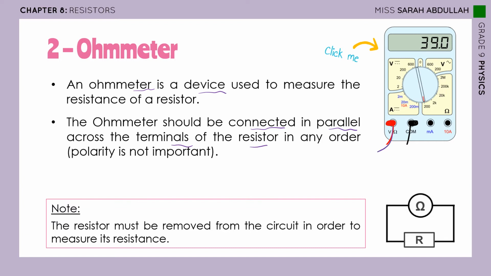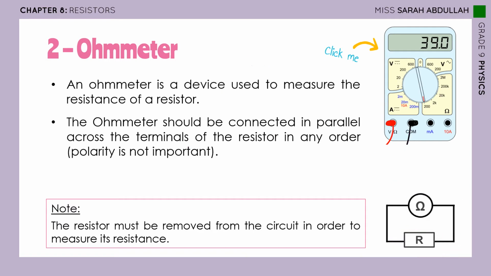I know that it has two terminals, the COM terminal and the omega terminal. This symbol right here is an omega symbol. So we have the COM terminal and the omega terminal. But it doesn't matter where I put them, because a resistor has two identical terminals. So it will give me the same value. It will give me a positive resistance.